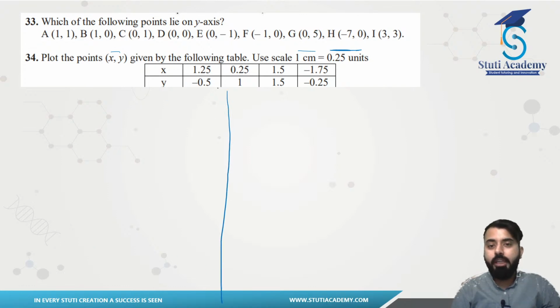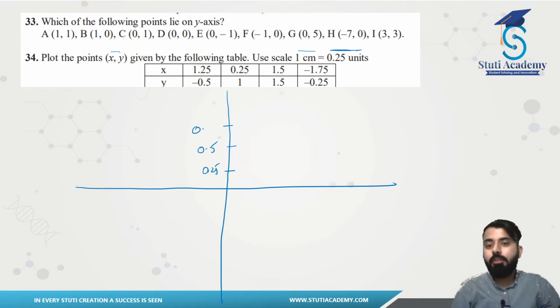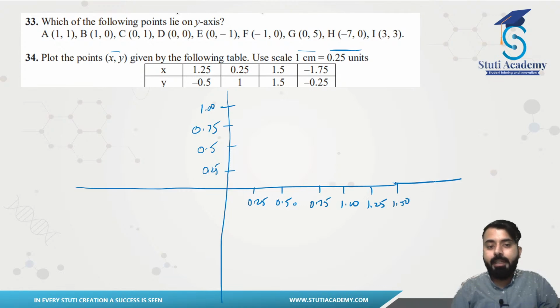I can see y has a maximum value of 1.5 and a minimum of negative 0.5. So I'm going to do it here. Let's plot this. This will be 0.25, that will be 0.5, that will be 0.75, and that will be 1.00. Then in the case of x, 0.25, 0.50, 0.75, 1.00, 1.25, 1.50, and 1.75, which is the maximum value.